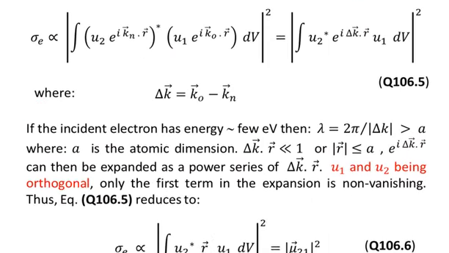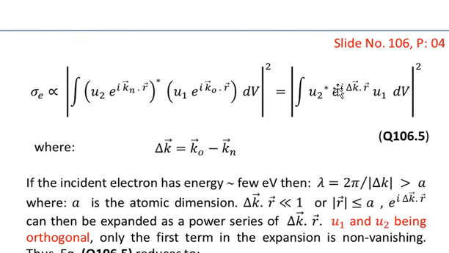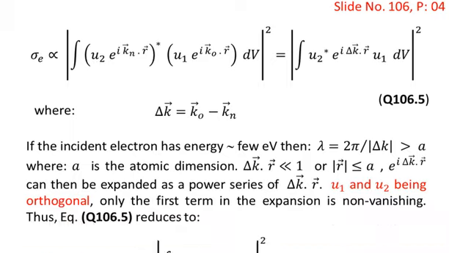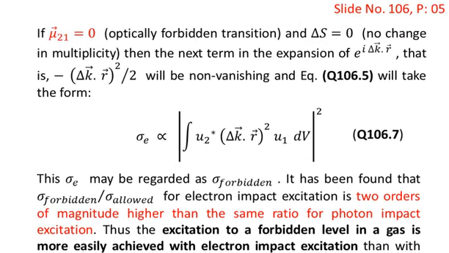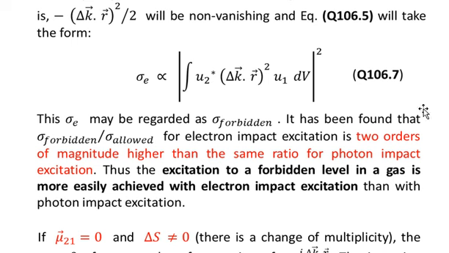that is, we can write this integral by using the second term in the expansion, and it can be written as shown in equation number 7. This sigma E may be regarded as sigma forbidden, because this sigma E corresponds to the optical transition which is forbidden. So we may regard sigma E as sigma forbidden in this case.